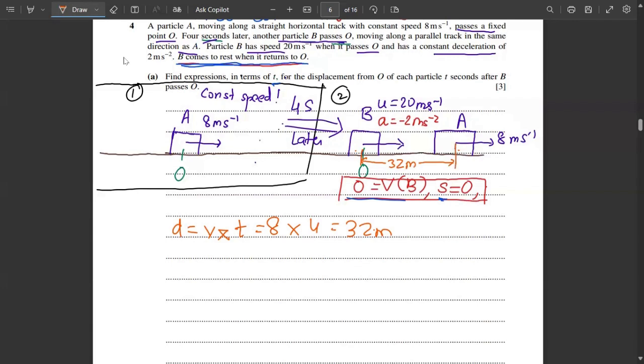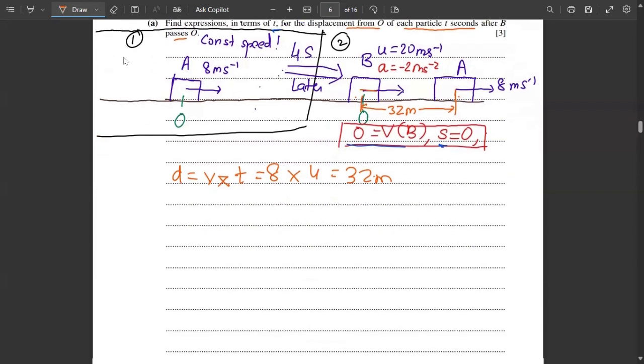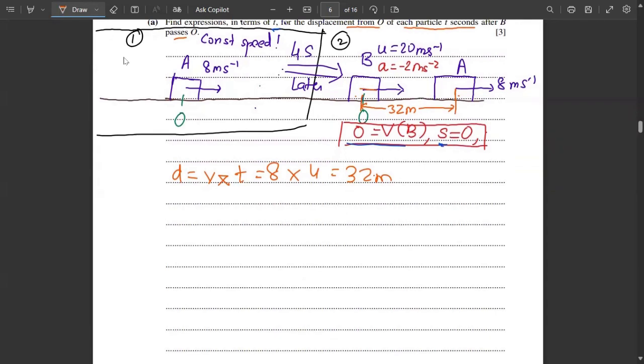Now what else? Find expressions in terms of t for displacement from O of each particle t seconds after B passes O. So t seconds after B passes O, how will we write the displacement of A? The displacement of A is velocity into time, which is 8t. But now, if you write t as 0, the displacement of A will be 0. So 8 into 0 is 0.